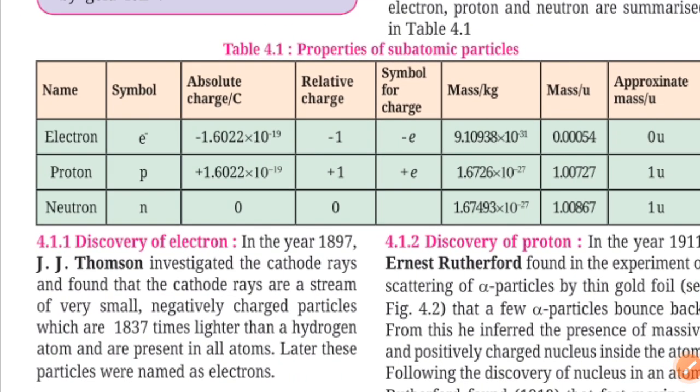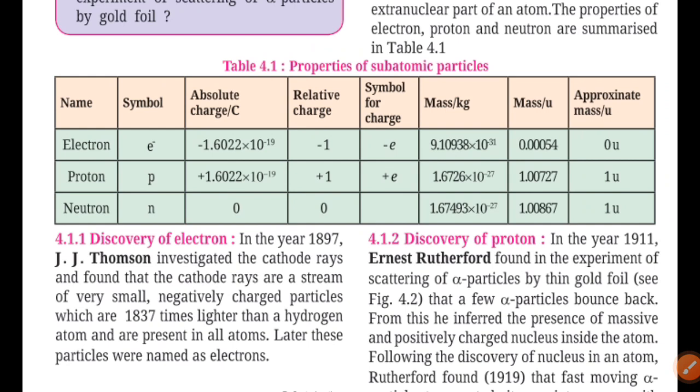Properties of subatomic particles. The electron symbol is e⁻. Absolute charge value is negative 1.602 × 10⁻¹⁹ coulomb. Relative charge is minus 1. Symbol for charge is −e. Mass value is 9.10938 × 10⁻³¹ kg. Mass is 0.00054 u. Approximate mass is 0 u.